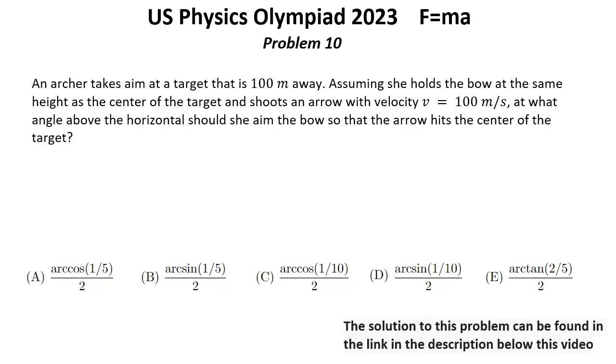Problem number 10. An archer takes aim at a target that is 100 meters away. Assuming she holds the bow at the same height as the center of the target and shoots an arrow with the velocity 100 meters per second, at what angle above the horizontal should she aim the bow so that the arrow hits the center of the target?